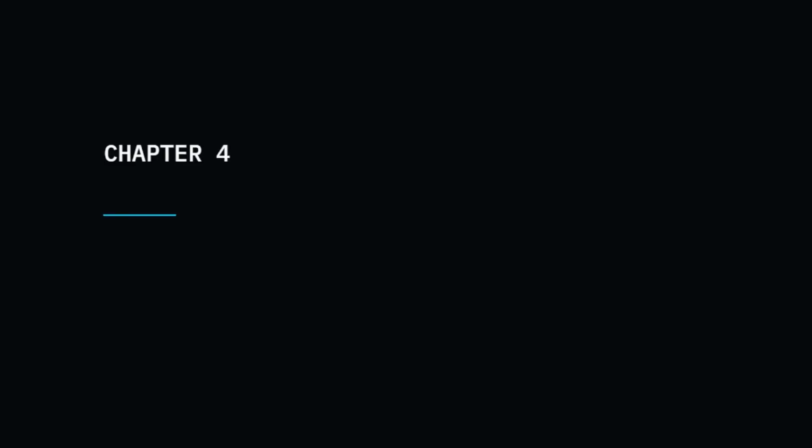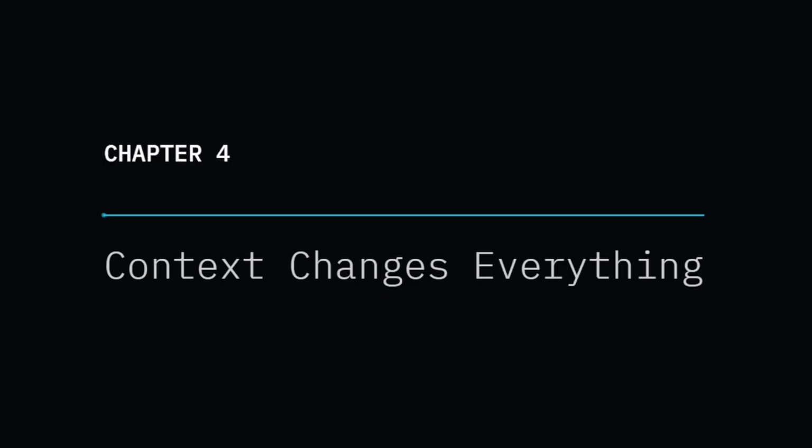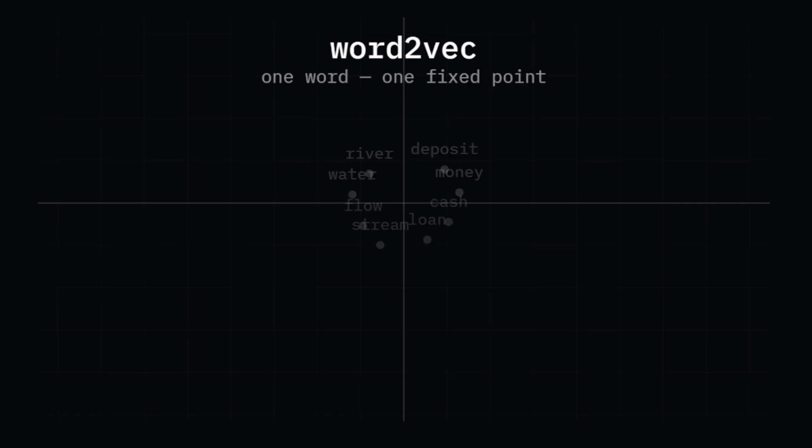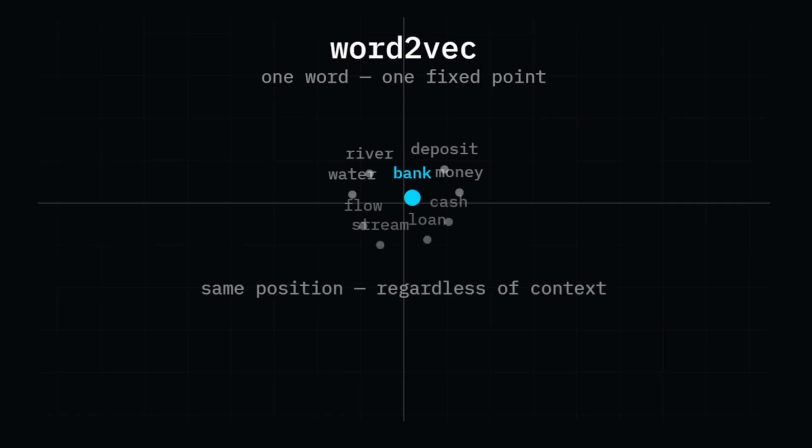One more piece because it's important. Early embeddings like Word2Vec had a limitation. Every word got a single fixed position in space. Bank always lived in one spot. The financial bank, the river bank didn't matter. One word, one point. Context was lost.